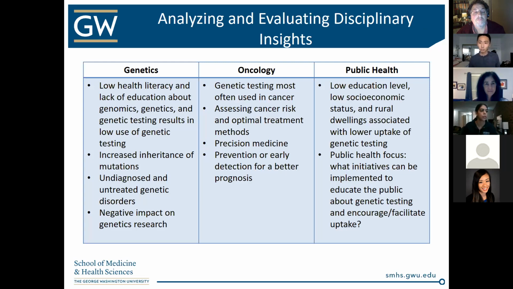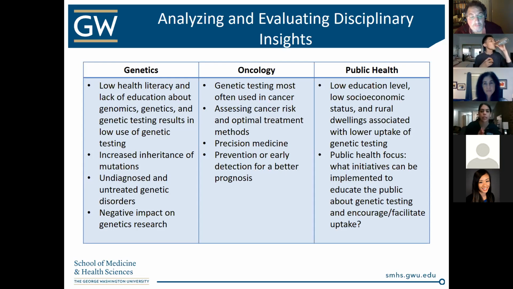So here I just put a table that focuses on each discipline's perspectives and their priorities. In genetics, we're focusing on the problem that decreased genetic testing can result in undiagnosed and untreated genetic disorders, and then also unknowingly passing on gene mutations. And this has a negative impact, not just on the gene pool, but also on genetics research as a whole. Because if all of the data that we have is just on non-Hispanic whites, it's not generalizable to everybody. So it's not that it's useless, but it's not useful to everybody.